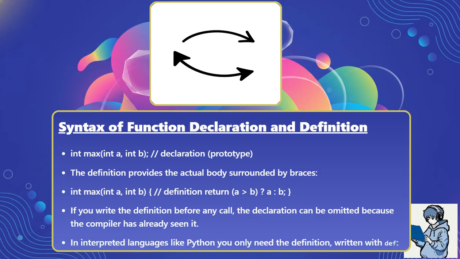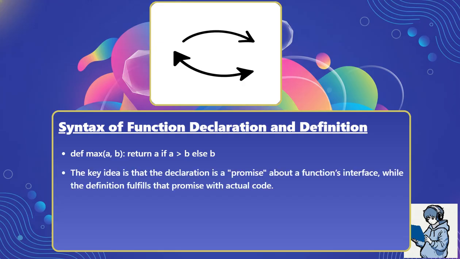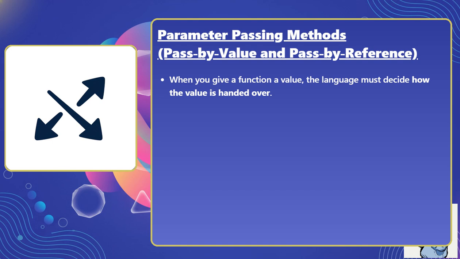In interpreted languages like Python, you only need the definition written with def: def max(a, b): return a if a > b else b. The key idea is that the declaration is a promise about a function's interface, while the definition fulfills that promise with actual code. When you give a function a value, the language must decide how the value is handed over.